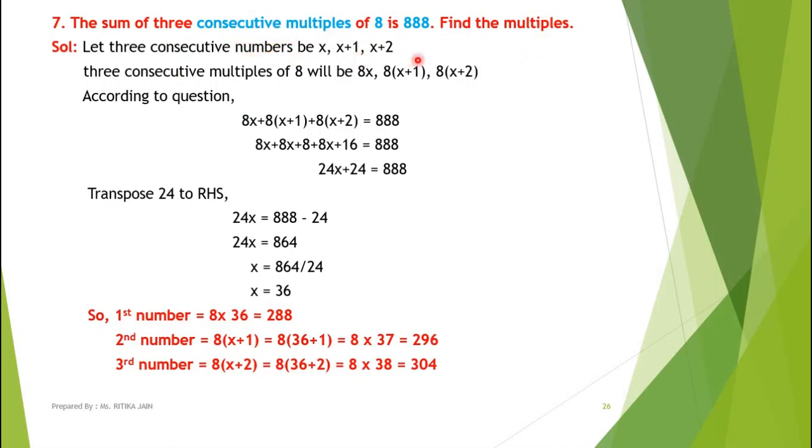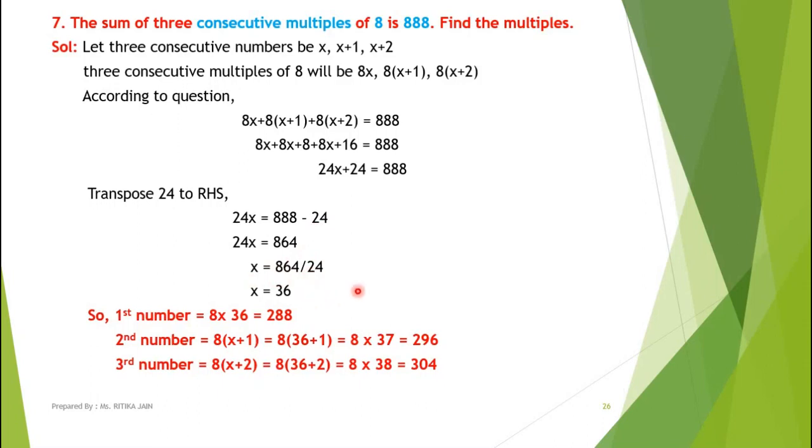Let the 3 consecutive numbers be x, x plus 1 and x plus 2. These 3 consecutive numbers are multiples of 8. So multiply the 3 consecutive numbers by 8 like this. And when you add these 3 multiples, you will get a sum of 888. So form an equation. Take all x terms together, add, you will get 24x plus 24 equals 888. Now transpose 24 to RHS. So you will get 888 minus 24, it will give you 864. So the value of x will be 864 upon 24. It will give you x equals 36.